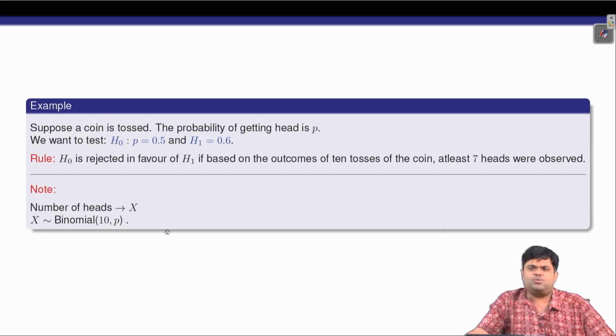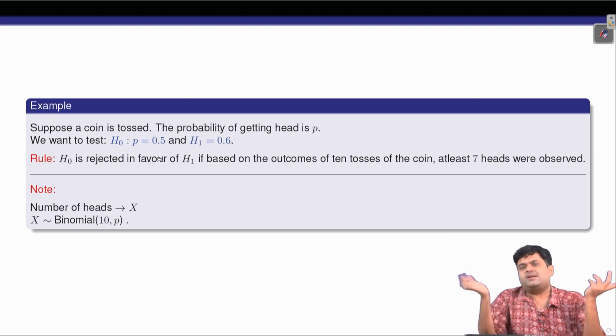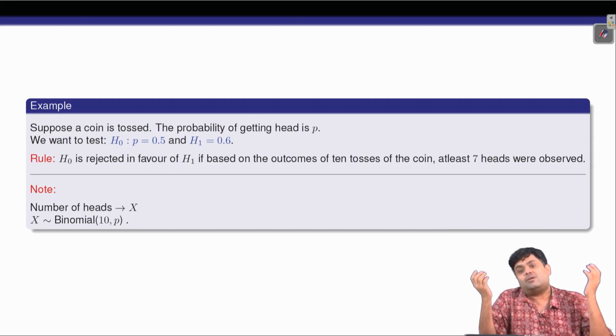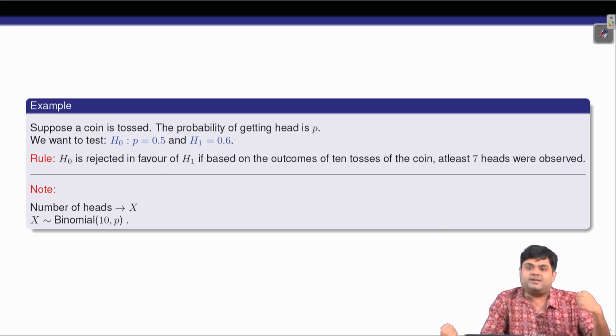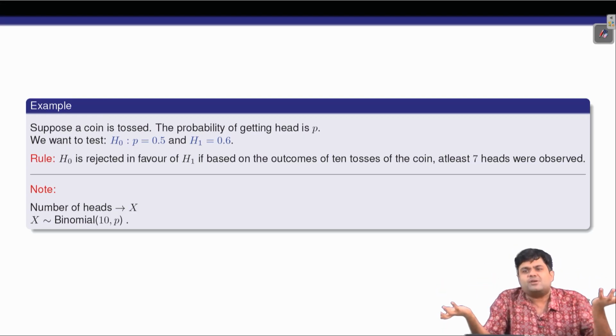This is an example we discussed. You have a coin tossing situation, and you are testing between head probability half and head probability 0.6. Basically, this is the situation where the coin is a fair coin, so that both heads and tails are equally likely. The quality of your decision can be measured using type 1 error and type 2 error. If either the probability of type 1 error or the probability of type 2 error is very high, then your test is not very good.